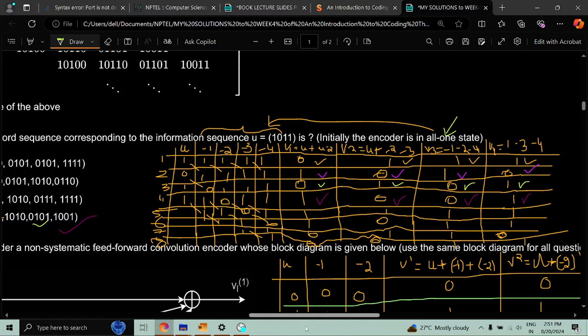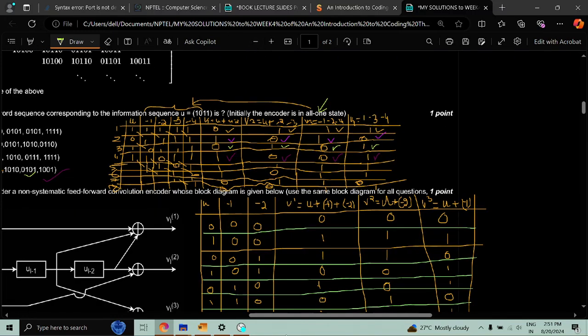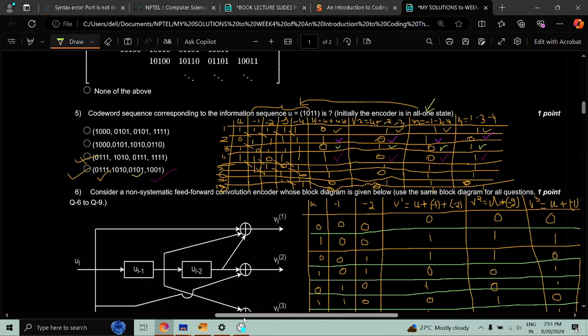Filling this up, you will find that the matching answer is option 4. You read this, how do you read this? This is 0 1 1 1, so 0 1 1 1 1 0 1 0 1 0 1 0 and so on. So you've got V1, V2, V3 and V4 output.